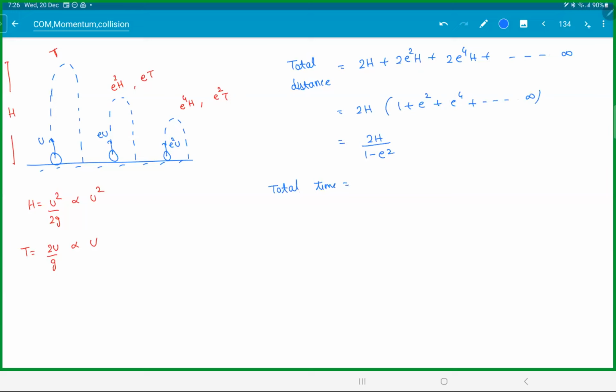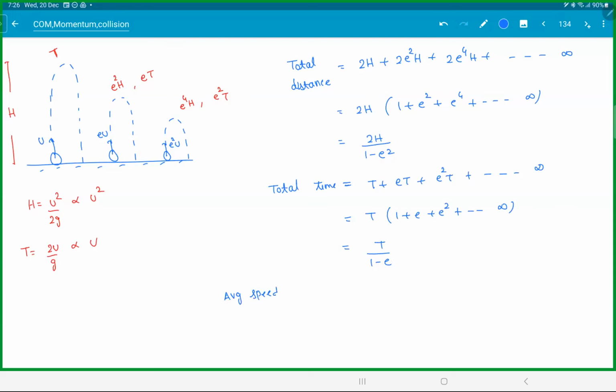If you put e equal to 0, I'm getting 2h. Minus sign won't come in the denominator. Total time, this will be t, et, e square t, so on till infinity. If you take out t common, you end up with a sequence 1 plus e square, so on till infinity. This would be t by 1 minus e.